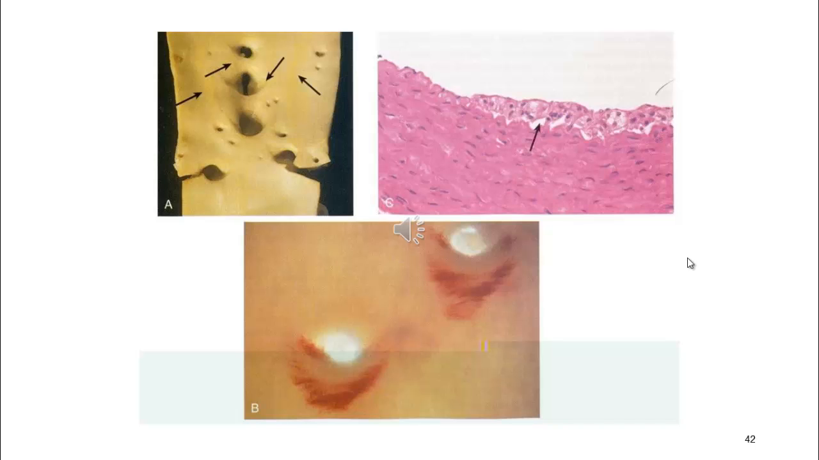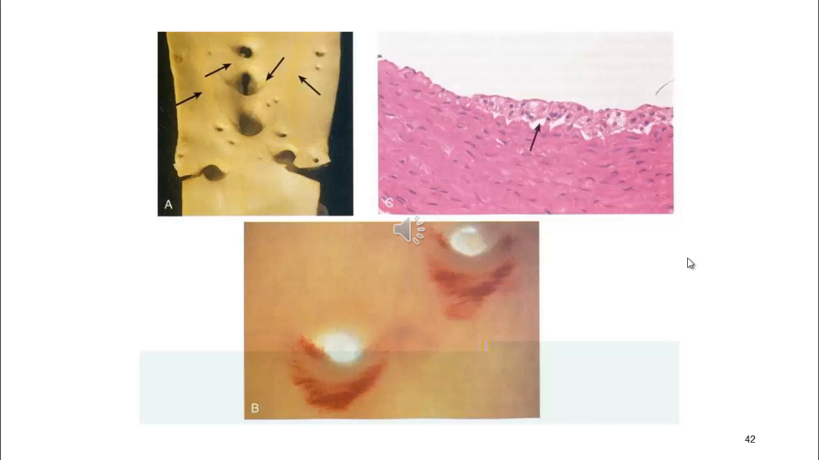So here you can see in part A of this figure the cut section of the aorta. At the origin of the ostia of the main branches of the aorta, you can see a collection of small yellow fatty areas, which indicates a collection of foam cells in the intima.